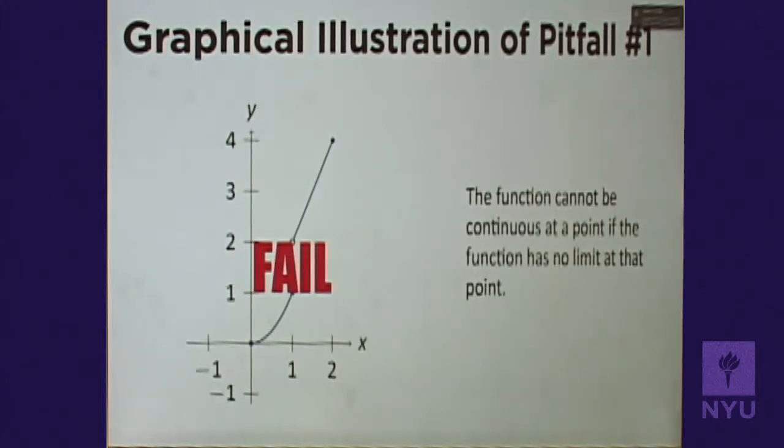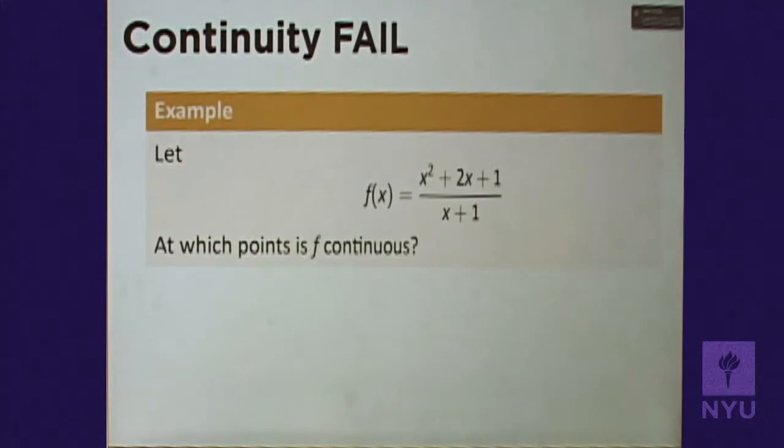Okay, so that's one way that a function cannot be continuous at a point. Let's look at another non-example. This function is f of x is x squared plus 2x plus 1. And the question is, at which points is this function continuous? Well, what kind of function is this? Algebraically, this is what we call a rational function. It's the quotient of two polynomials. And we already know that rational functions are continuous on their domain. They're continuous wherever they're defined.